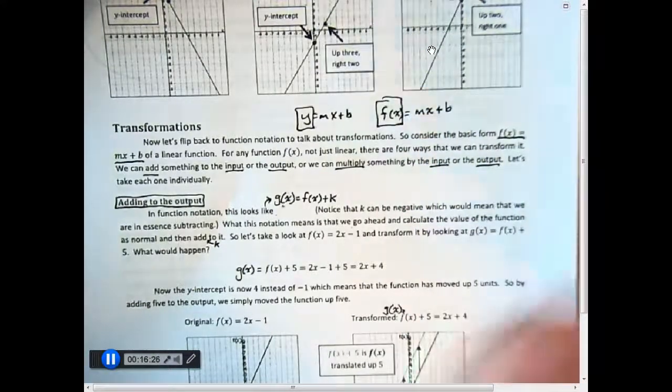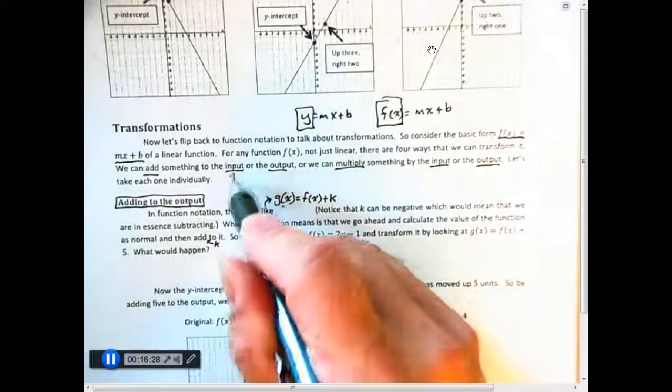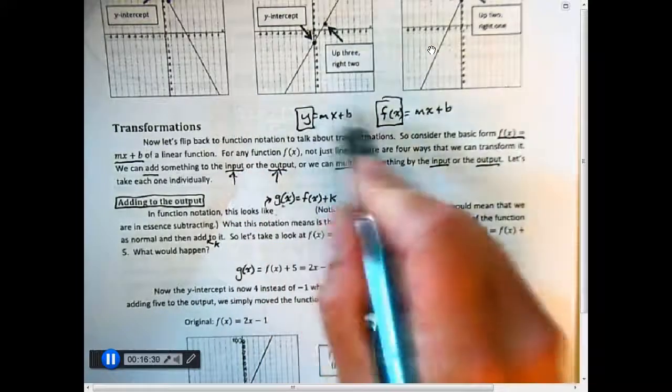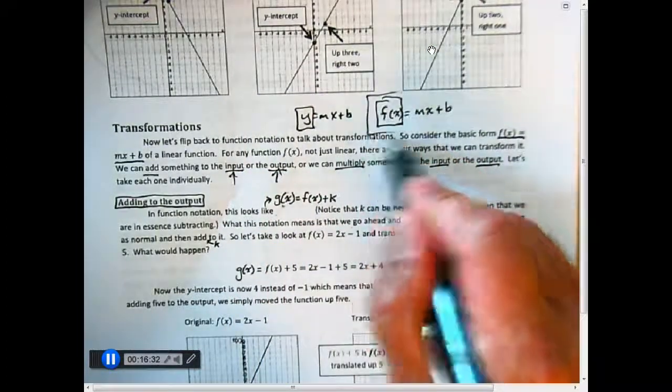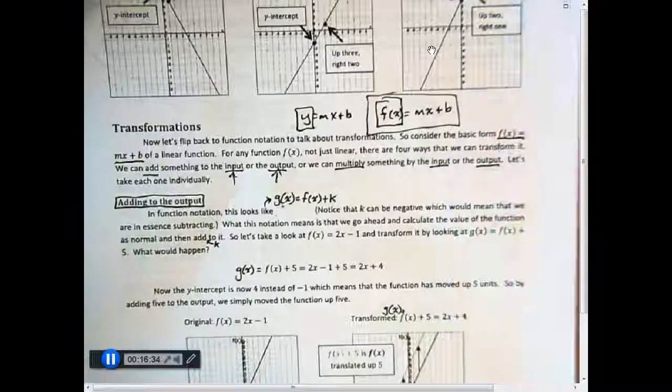Okay, so you have an input and output. That's one key term. Tell your neighbor what the input and output are on, actually, let's go to the function. Where's your input? Where's your output?